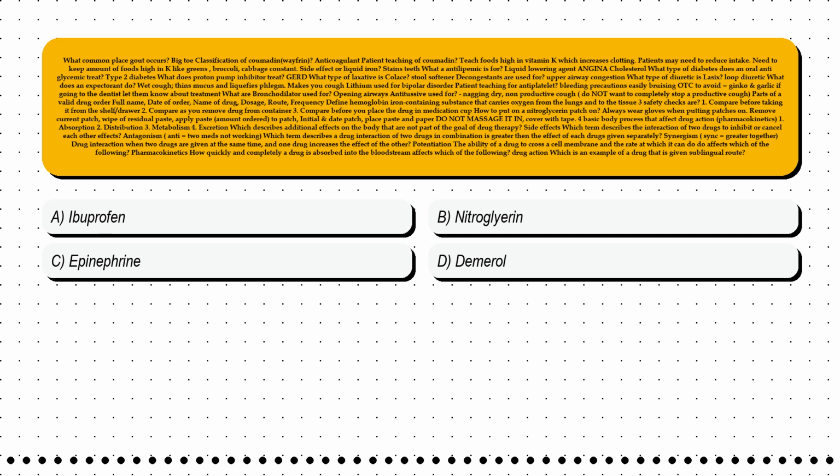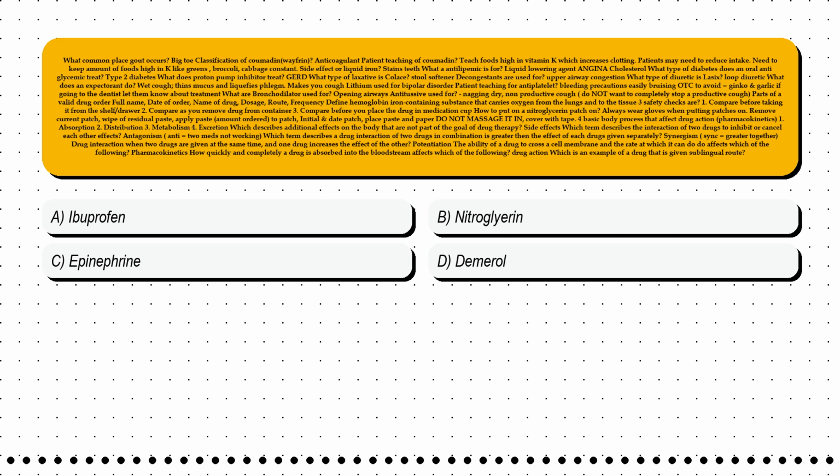The four basic body processes that affect drug action, pharmacokinetics: 1. Absorption. 2. Distribution. 3. Metabolism. 4. Excretion. Which term describes additional effects on the body that are not part of the goal of drug therapy? Side effects. Which term describes the interaction of two drugs that inhibit or cancel each other's effects? Antagonism; anti equals two meds not working. Which term describes a drug interaction in which the effect of two drugs in combination is greater than the effect of each drug given separately?